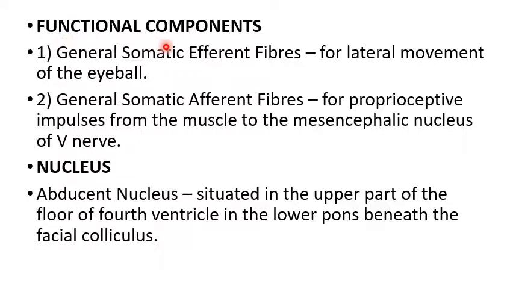Now, functional components. The sixth nerve has only two functional components, that is general somatic efferent fibers, for the lateral movements of the eyeball. They supply the lateral rectus muscle. Then general somatic afferent fibers for the proprioceptive impulses from the muscles to the mesencephalic nucleus of the fifth cranial nerve.